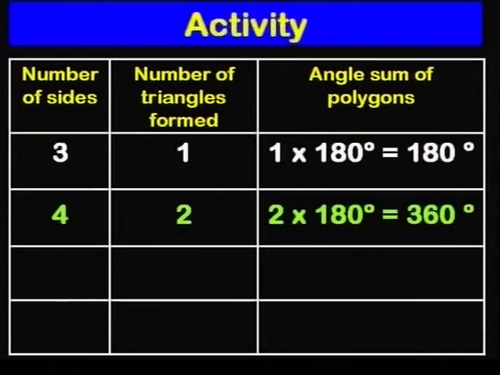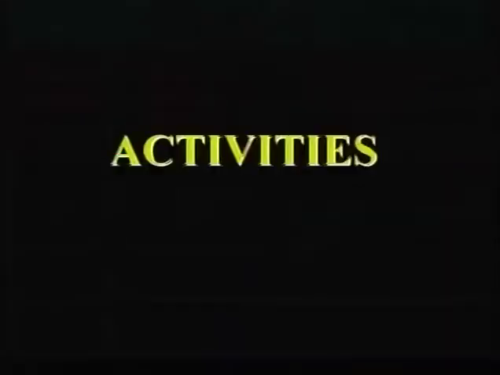Okay. Now, as you can see in the table, when you have the number of sides of a polygon, you look at the number of triangles that polygon has, and then to find the angle sum of a polygon, you multiply the number of triangles formed by the angle sum of a triangle. Okay?